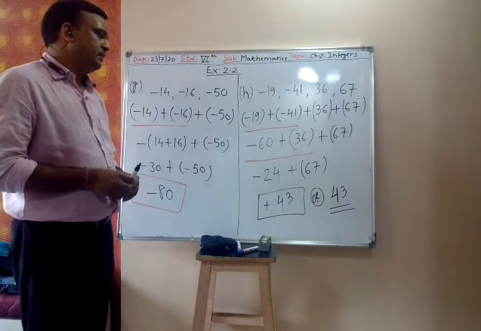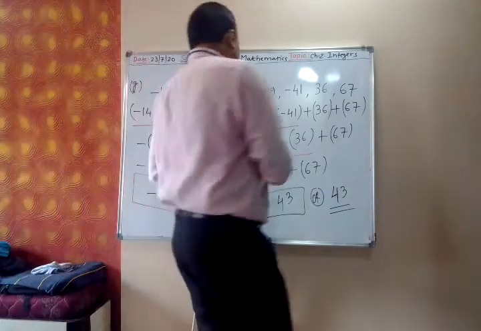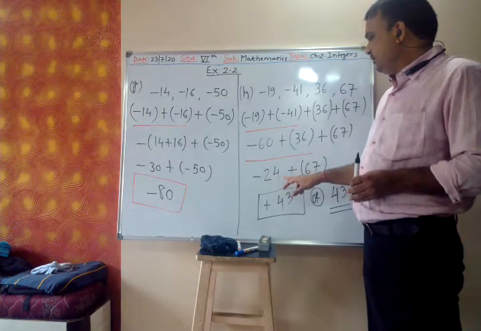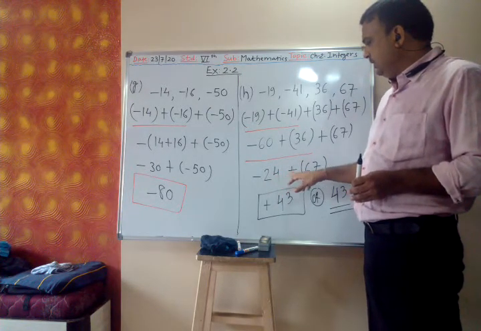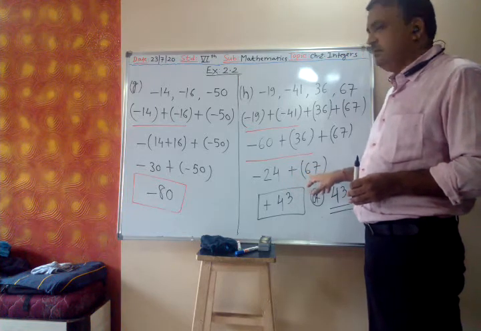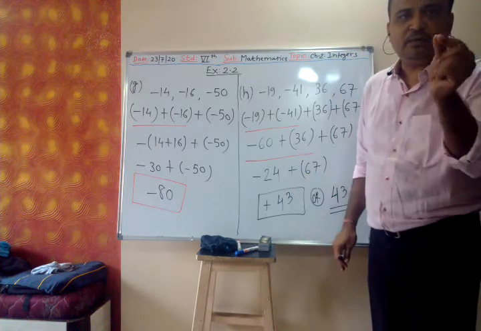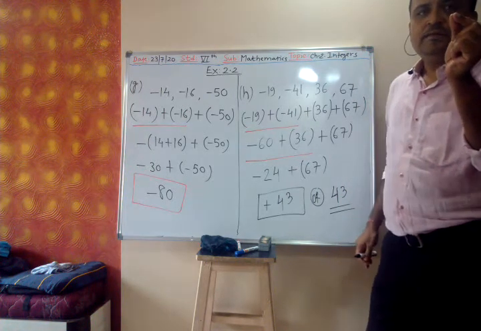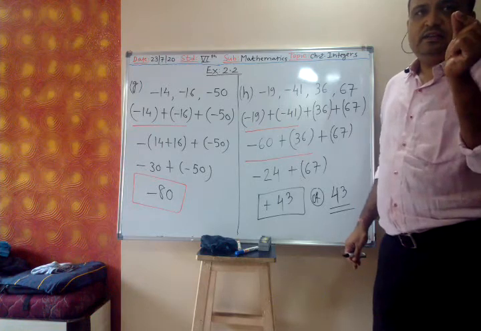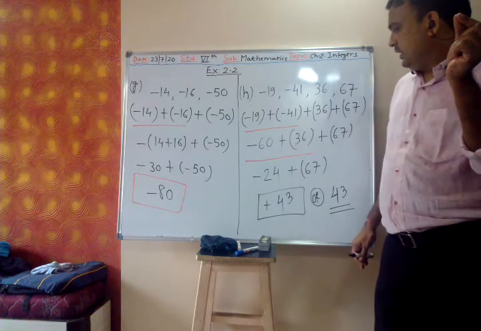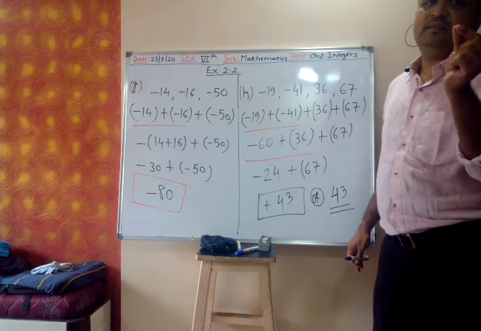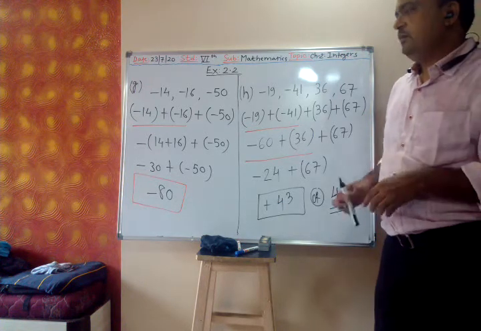Yes, plus will come because 67 is the bigger number. You have to take the sign of the bigger number in subtraction. No, it is minus 24. So my dear, if it is minus 24, we have to subtract.